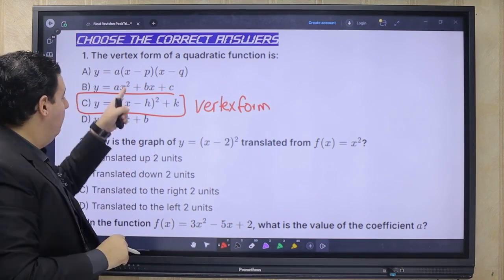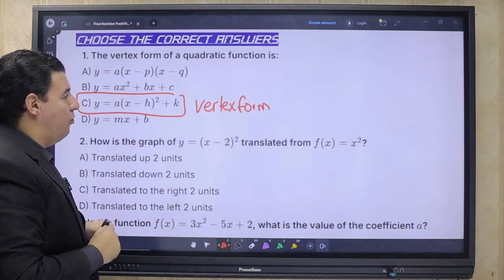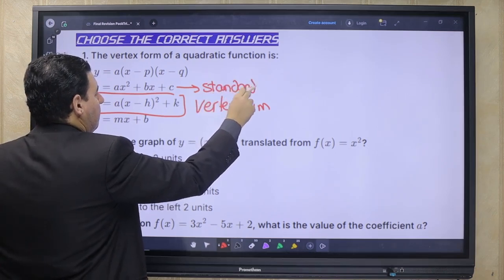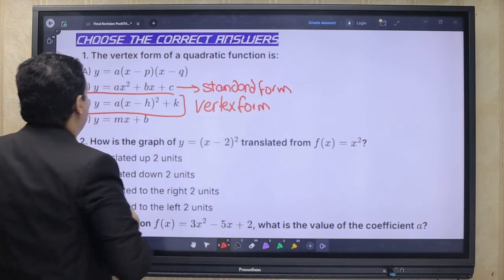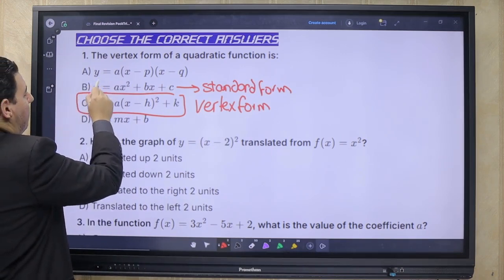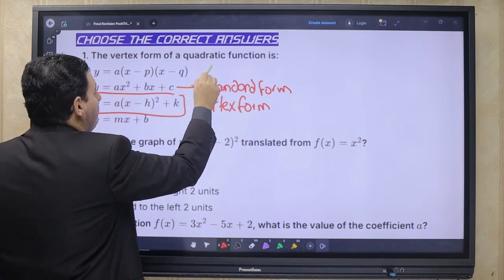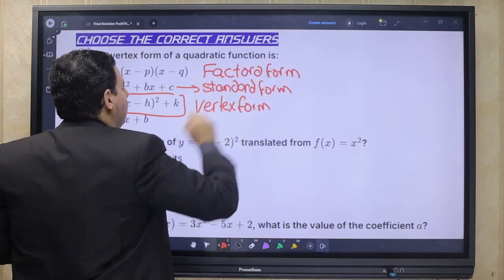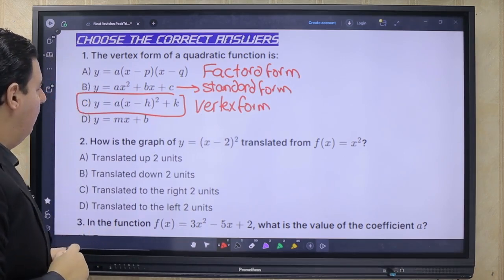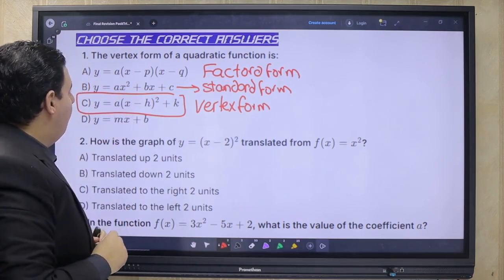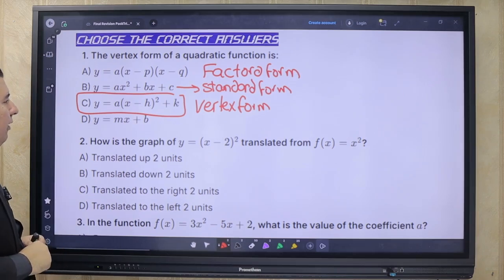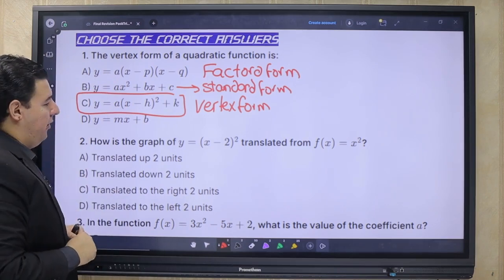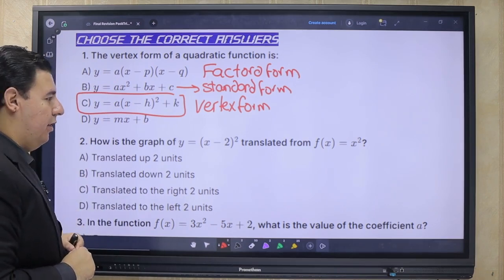While in another question, if y equals ax squared plus bx plus c, this is the standard form. Y equals a(x minus p)(x minus q), this is the factored form. So I will choose the vertex form of the quadratic function, y equals a(x minus h) squared plus k.